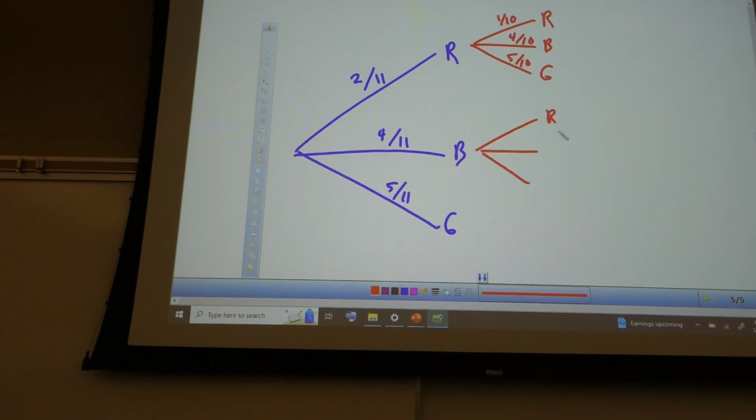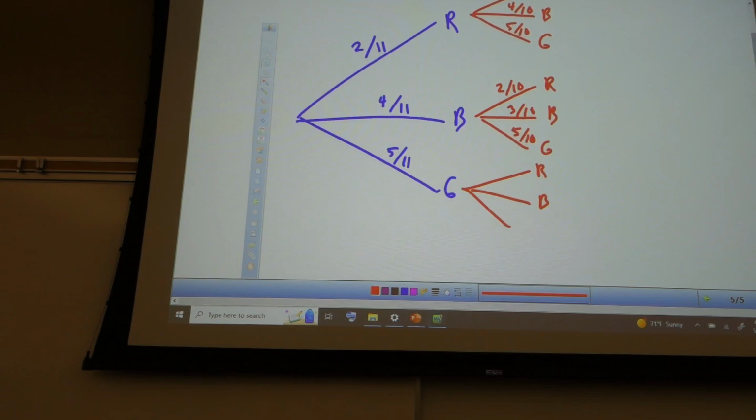So again, I could draw a red, a blue, or a green second. But now if I drew a blue one first, I still have both my red marbles. So I have a 2 out of 10 chance of red. Now I have 1 less blue one though. So 3 out of 10 blue and 5 out of 10 green. If instead I had drawn a green one first, I could draw a red, a blue, or a green. But now I have 2 out of 10 red. I have all 4 out of my 10 blue, but now I have 1 less green one. So 4 out of 10 green.